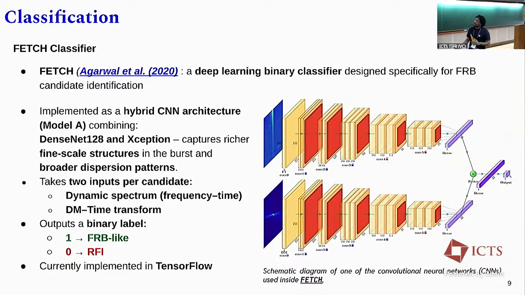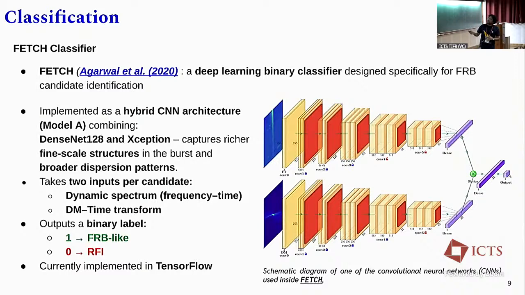So this is implemented on a hybrid CNN structure. It uses two different kinds of models called DenseNet and Xception. These models combined together help in both finding the richer, finer structures in the burst as well as the broader DM signatures that we get in the data. It will look into both of these, and the two features that we give to this model pass through different layers, as you can see here.